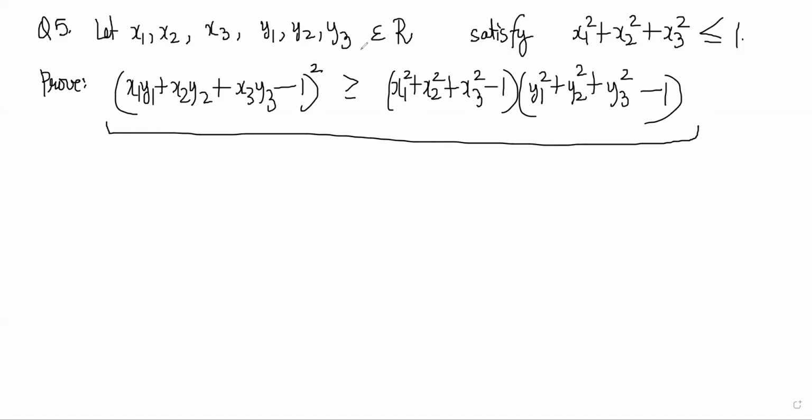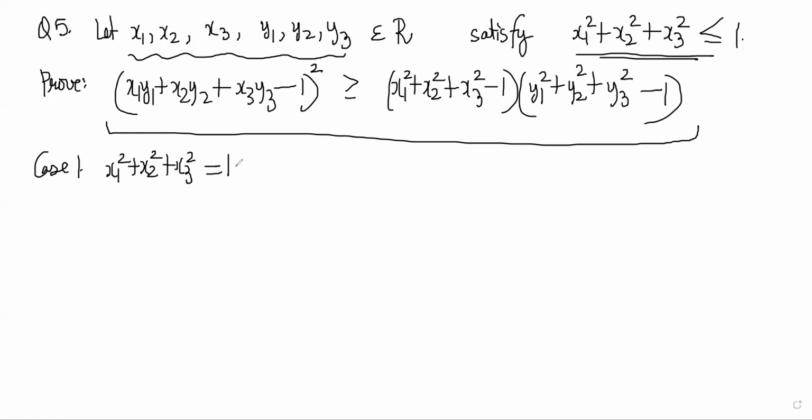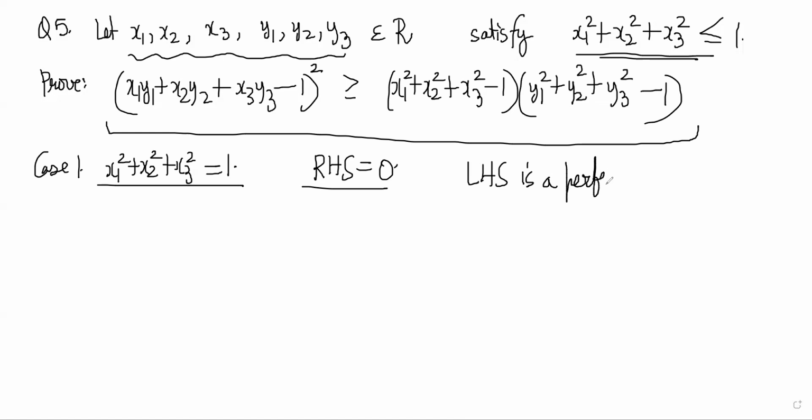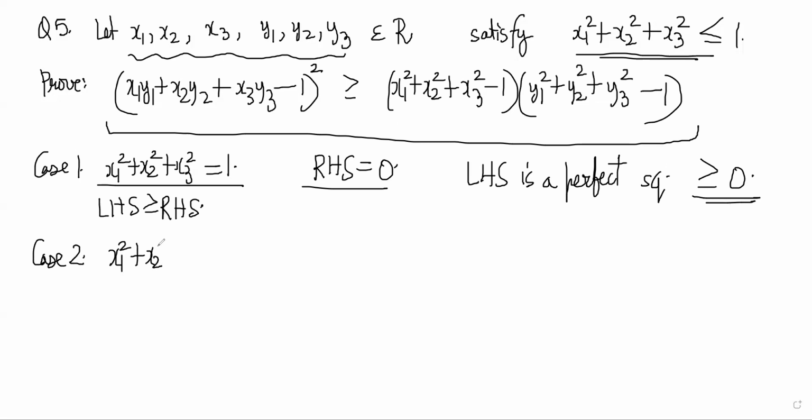Now we are given these 6 numbers which always satisfy this condition. So we'll take two cases. Case 1 is when x1 square plus x2 square plus x3 square is equal to 1. In that case, you can see that the RHS is equal to 0 and the LHS is a perfect square, so it is always greater than or equal to 0. So it is immediately done that LHS is greater than or equal to RHS. The inequality is proved. So we'll look at the other case now where x1 square plus x2 square plus x3 square is less than 1 strictly, right?